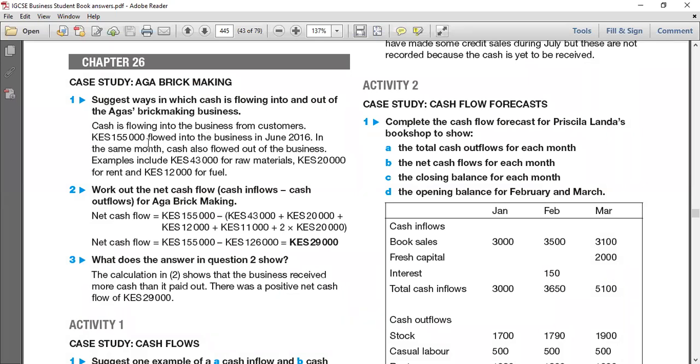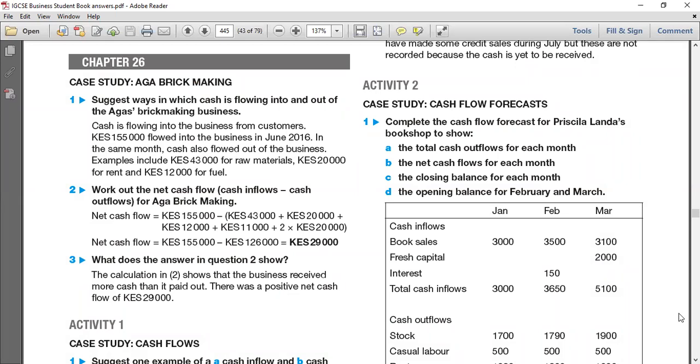That is 155,000 KES flowed into the business in June. In the same month, cash flowed out of the business, examples like 43,000 for raw materials, 20,000 for rent, and everything else they have given. So everything you can see here is cash inflows and outflows.